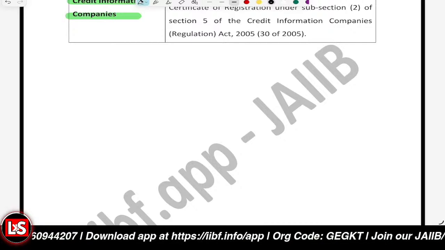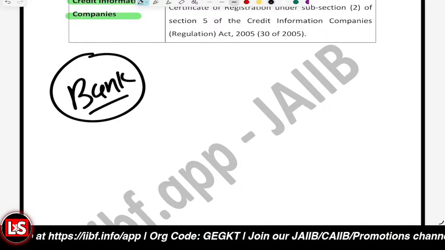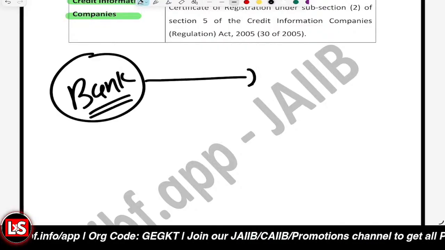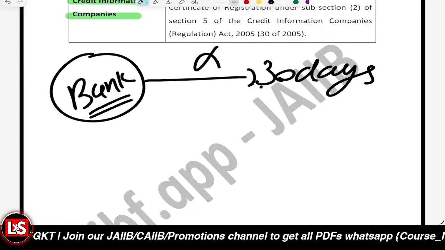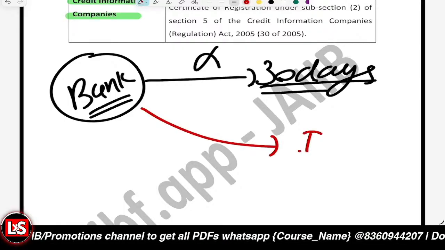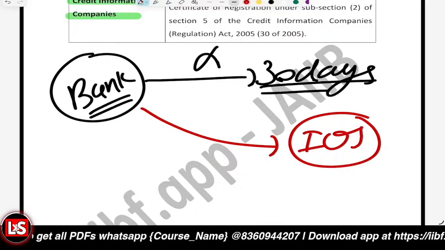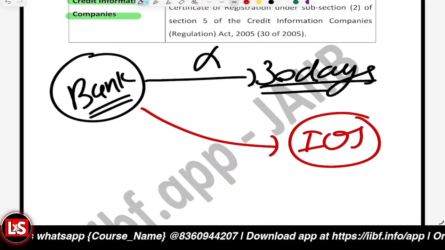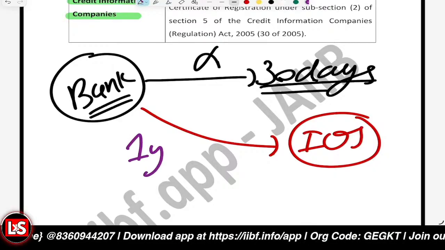Now, first you have to approach the bank. You have to tell them that we are facing this issue. Now, if you're not getting any reply for 30 days, or you're not getting a satisfactory reply for the 30 days, right? In that scenario, you can reach out to the Integrated Ombudsman Scheme. So you'll be submitting the complaint. And what is the time limit for filing the complaint to the ombudsman? What is the limitation? It is 1 year.